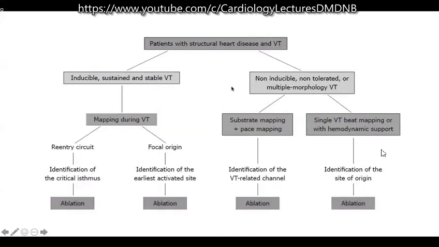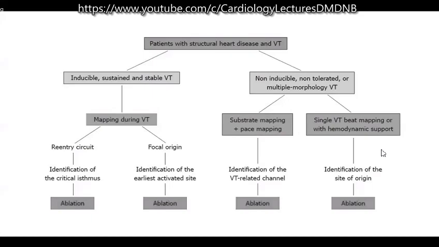So how do I go about it? Any VT can be hemodynamically stable or hemodynamically unstable. Whenever the patient has a hemodynamically unstable VT, I am not going to induce the VT in the laboratory. So how am I going to map these areas?